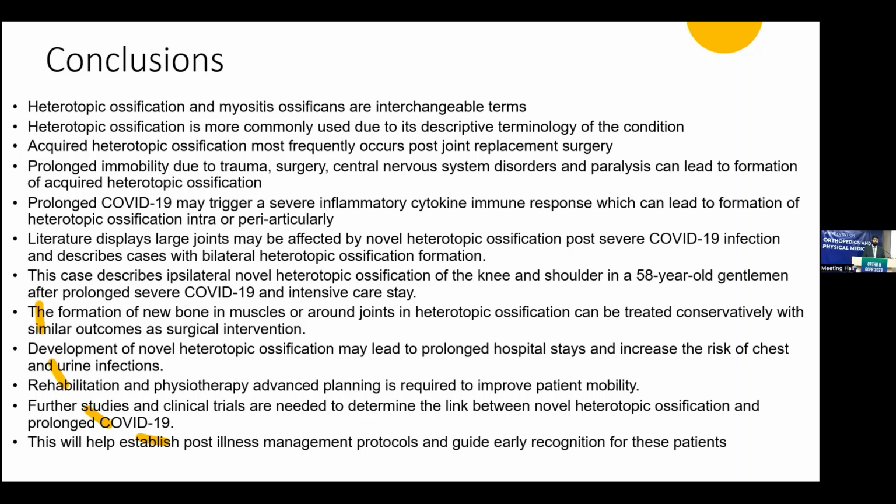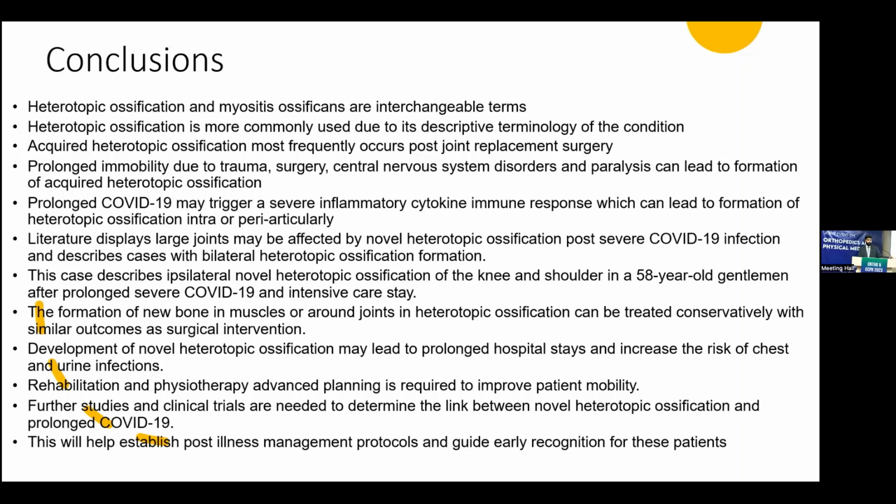Severe COVID-19 may trigger a severe inflammatory cytokine immune response, which can lead to formation of HO intra- or periarticularly. Literature displays that large joints may be affected by novel HO post-severe COVID-19 and describes cases with bilateral HO formation. This case is unique because it describes ipsilateral novel HO of the knee and shoulder after a prolonged severe COVID-19 intensive care stay.